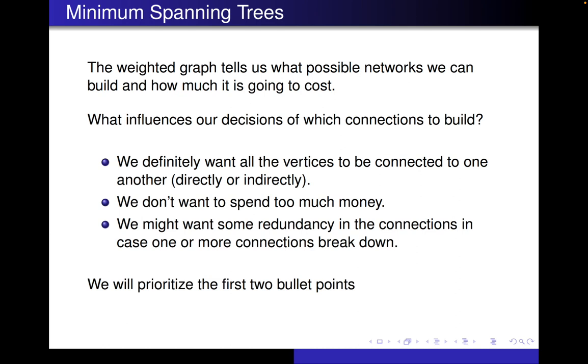So, I mean, those are 3 things that you might be concerned about. We're going to ignore the third one. Not that it's not important, but for our particular circumstances, it's not going to really influence us. We're going to prioritize the first 2 bullet points. We want the vertices to be connected, and we don't want to spend a lot of money. And that's going to give us what we call a minimum spanning tree.